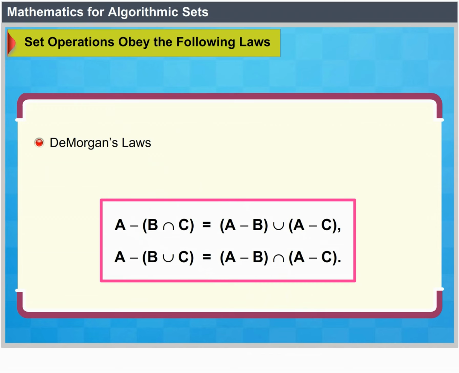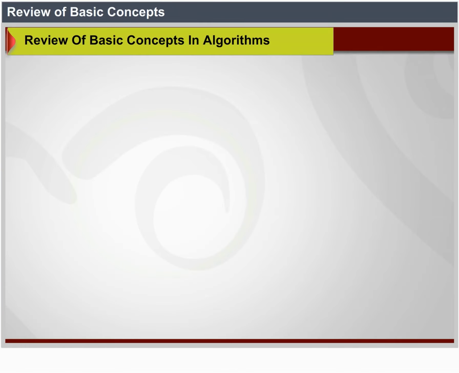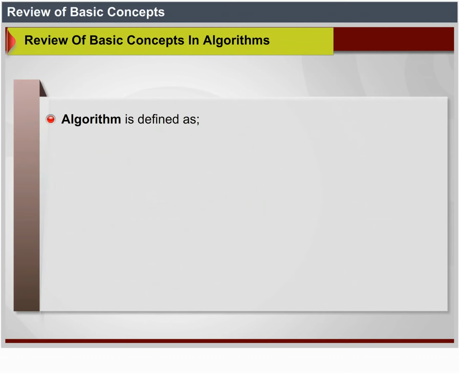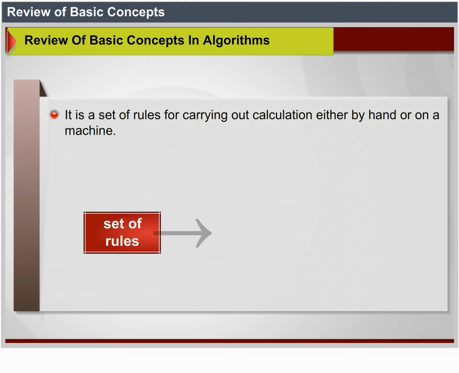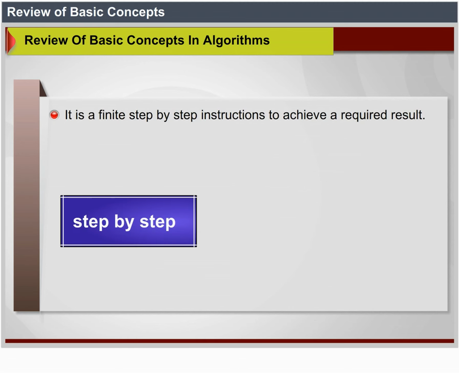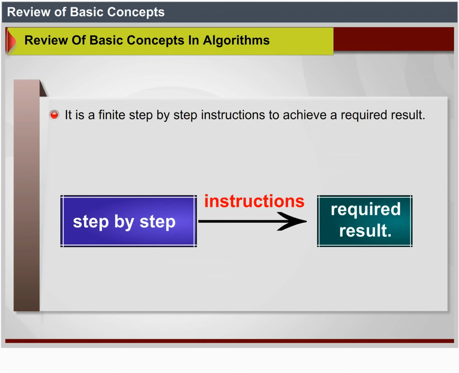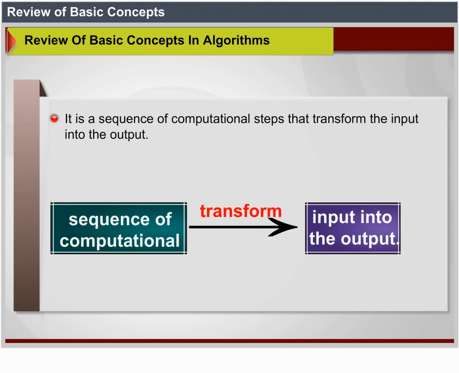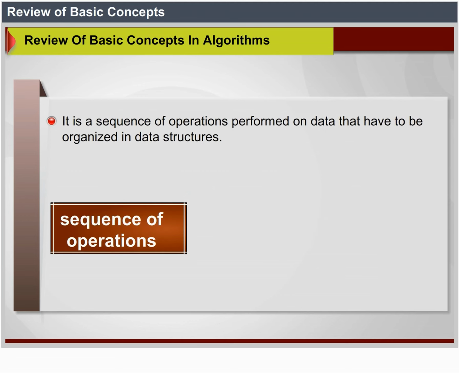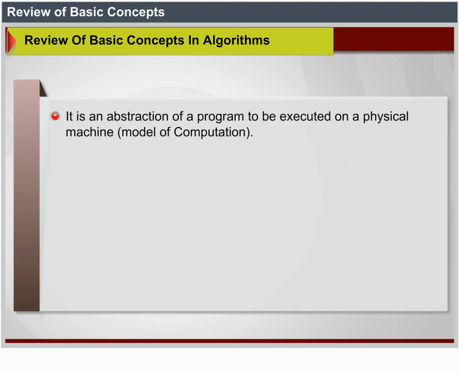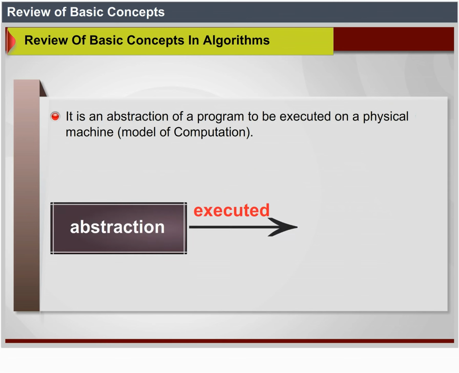Review of basic concepts in algorithms. An algorithm is defined as a set of rules for carrying out calculation either by hand or on a machine. It is finite step-by-step instructions to achieve a required result. It is a sequence of computational steps that transform the input into the output. It is a sequence of operations performed on data that have to be organized in data structures. It is an abstraction of a program to be executed on a physical machine model of computation.